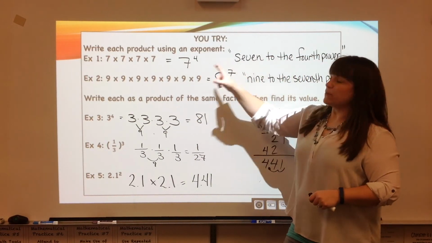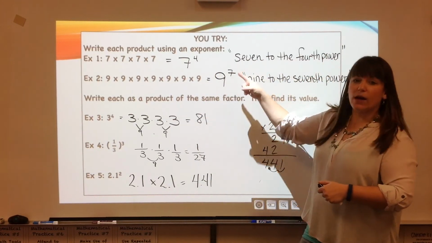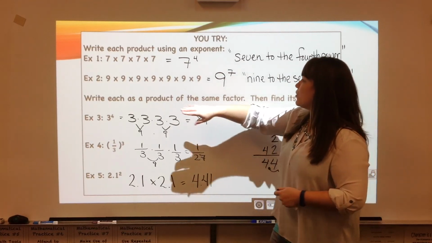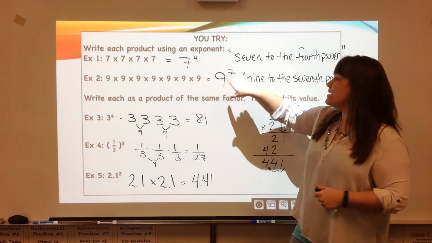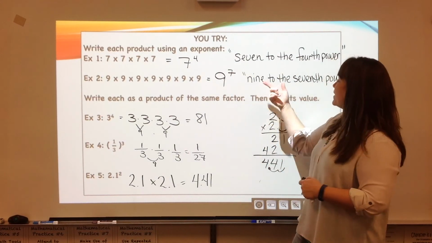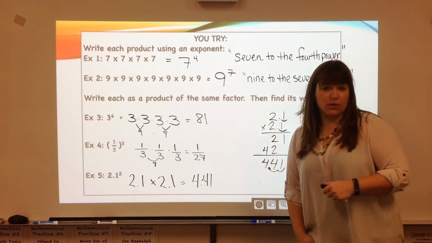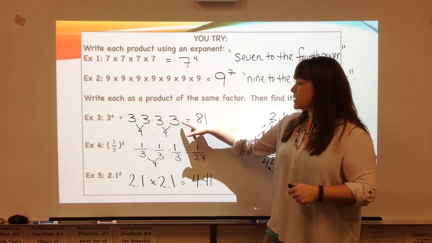If you think you're going to forget how to read this, I would jot this down as well. If you are good with reading powers and exponential notation, you don't have to write it down. Example 2 should have been a base of 9 and an exponent of 7, and that's read 9 to the 7th power. On the bottom 3 examples, 3, 4, and 5, you should have had 4 3's.